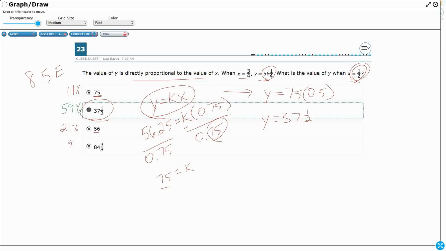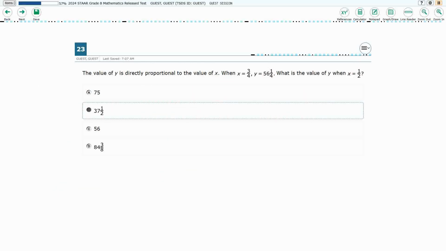And then 9% are doing some other kind of crazy stuff to get that 84 and 3/8. So this was tied for our 13th easiest. Overall, not so difficult for students. The key here is recognizing that when they tell you that y is directly proportional to the value of x, you need to pull out that y equals kx. And if you can do that, you'll be good.